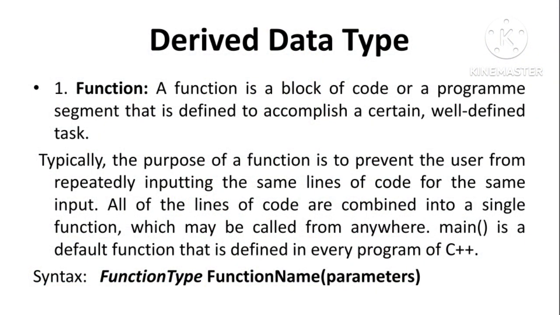What is a function? A function is a block of code or a program segment that is defined to accomplish a certain well-defined task. Typically, the purpose of a function is to prevent the user from repeatedly inputting the same lines of code for the same input. All of the lines of code are combined into a single function which may be called from anywhere. Main is a default function that is defined in every program of C++. The syntax of a function is function type followed by function name and in parentheses some parameters.